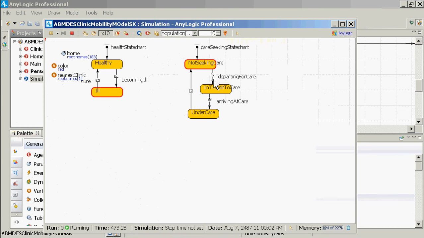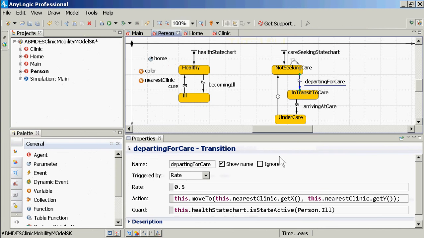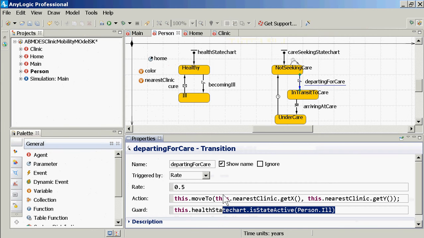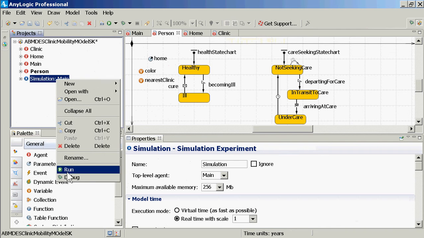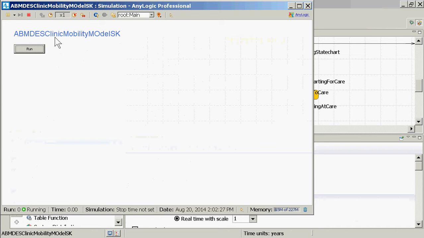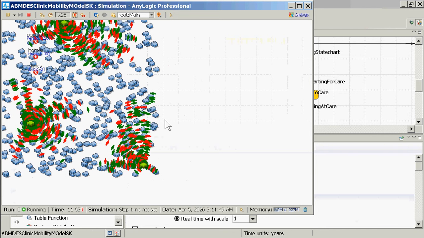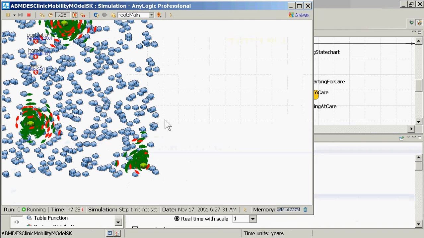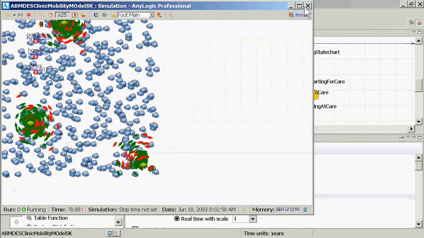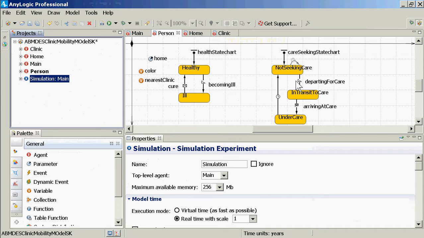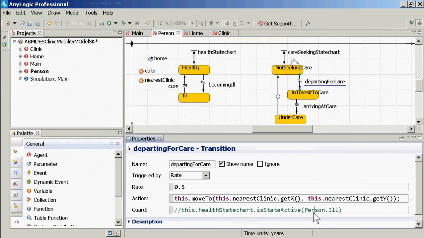My suspicion immediately alighted on the condition here that you must be ill to depart for care. One way I could have double-checked that is to comment this out, run it, and see whether it worked. Normally I'd save it under a different name. And now you see everyone goes for care, and then they come back, but then they resume presenting for care. So this to me suggested that this guard was not being reevaluated.